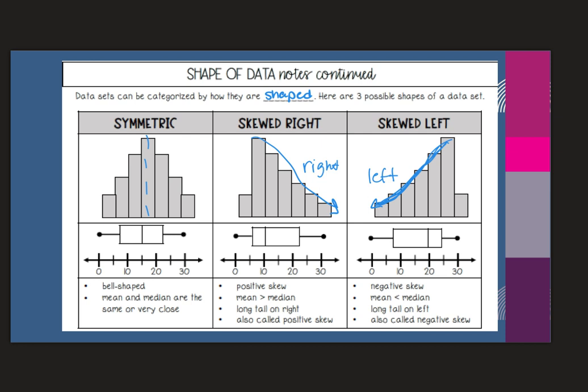Okay. Then you can also look at these in the middle, or your box plots, right? The symmetric one is where the median is right in the middle. Skewed right means you have a big section on the right, and skewed left means you have a big section on the left. And that's how you would tell those.